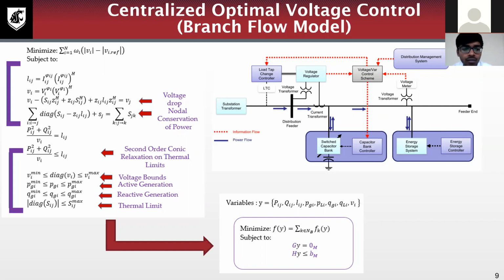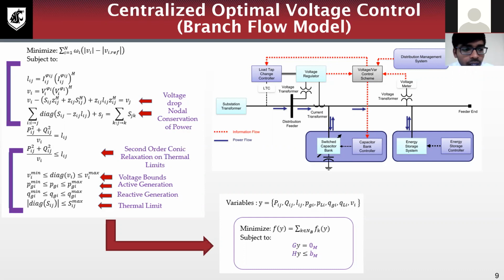And then we have a voltage drop equation, and we have nodal conservation of power. By nodal conservation of power, I mean that suppose there is a distribution line from I to J. The power which is flowing from I to J is basically the summation of all the power which is going from J to other lateral branches, and the addition of demands on node J. So nodal conservation of power maintains Kirchhoff's nodal power laws.